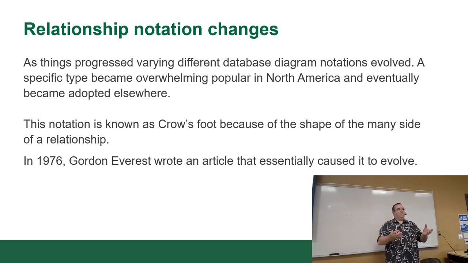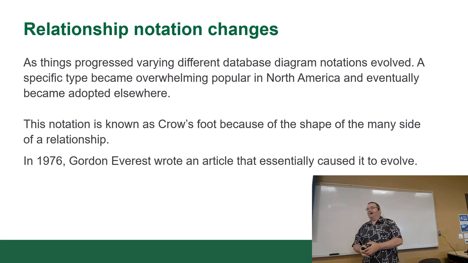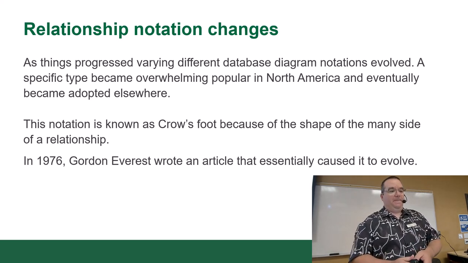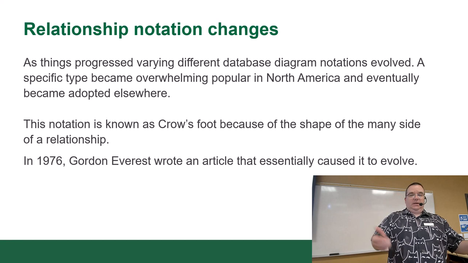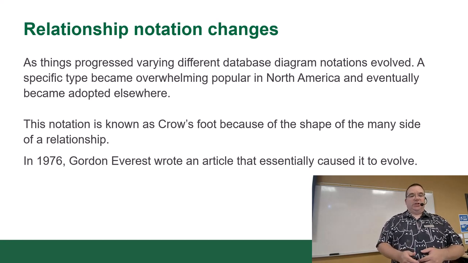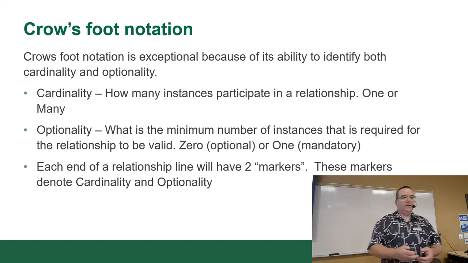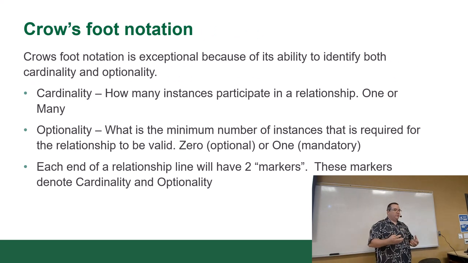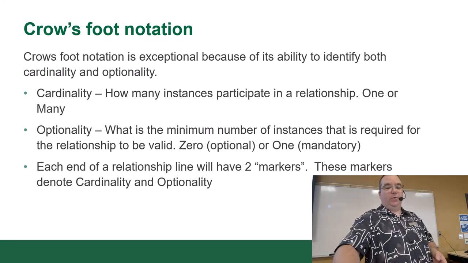Germany is really fixed on IDEF1X for some unknown reason. They just don't want to let it go because they think it's better. But the rest of the world has basically accepted that crow's foot's the way to go. Okay. So the reason why crow's foot is so much better than most of the others is the fact that it's able to identify both cardinality and optionality.